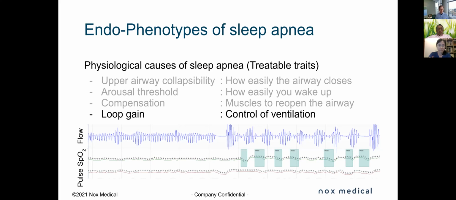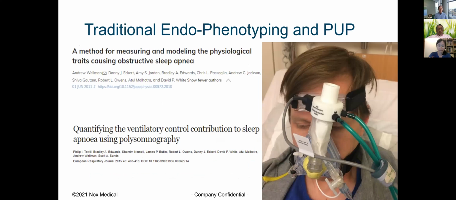Of course, we did not invent the endophenotypes, and we would not claim this. We started down this path with a very nice collaboration with Professor Andrew Wellman and Scott Sands in Harvard. And they've been working in this field for a long time. And the first paper that caught my eye was published in 2011, where Andrew Wellman was describing a method of measuring and modeling the physiological traits causing obstructive sleep apnea. And what he's doing then is he is giving people an oronasal mask to measure ventilation. He's applying CPAP, and even using an esophageal catheter to measure the intrathoracic pressure.